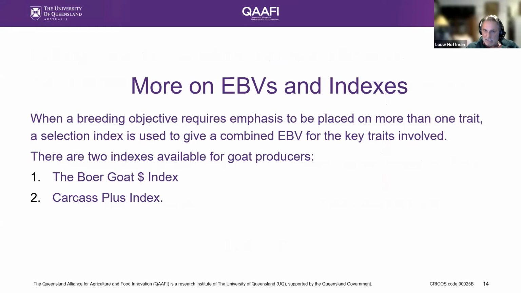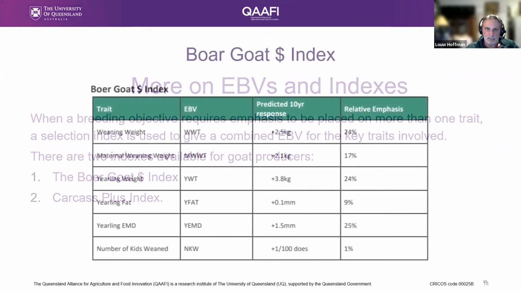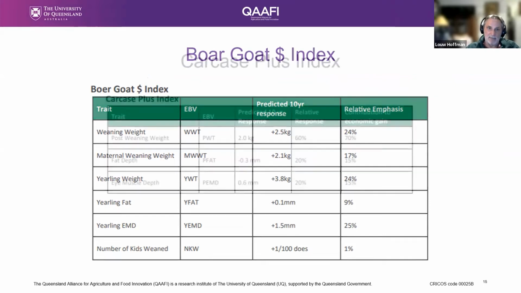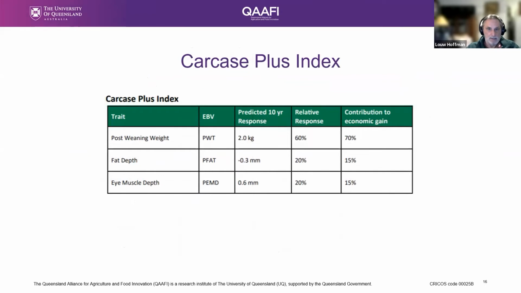So when there's a breeding objective that requires emphasis to be placed on more than one trait, then we use a selection index to give combined estimated breeding values. There are two indexes available that we could use. One is the Boer Dollar Index, and these are just some of the parameters that are weighed, and the other is a Carcass Plus index.